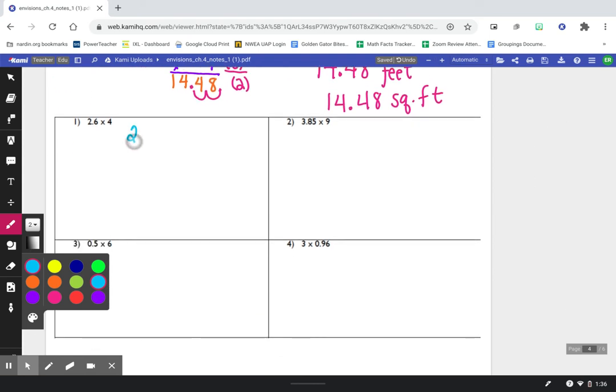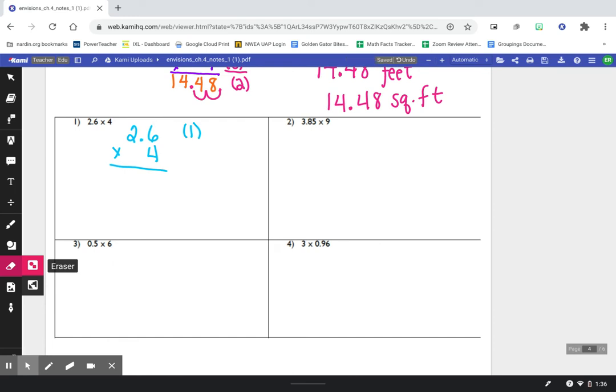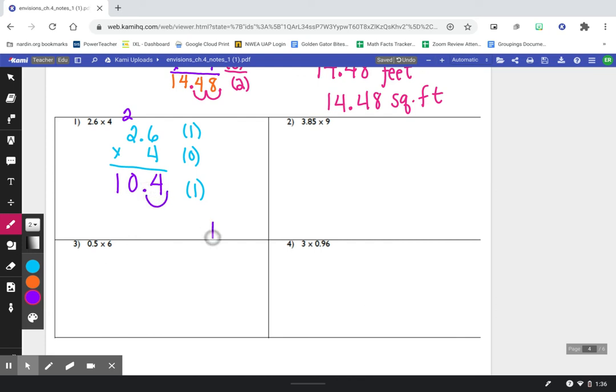I have 2.6 times 4. I have 1 decimal place here. I have none here. So my answer should have 1. 4 times 6 is 24. Put down the 4. Carry your 2. 4 times 2 is 8. Plus 2 is 10. And then add that 1 decimal place in. So your answer is 10.4.